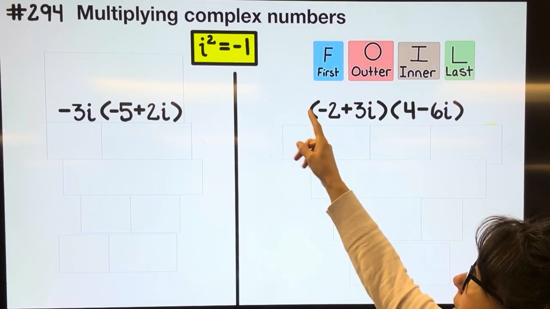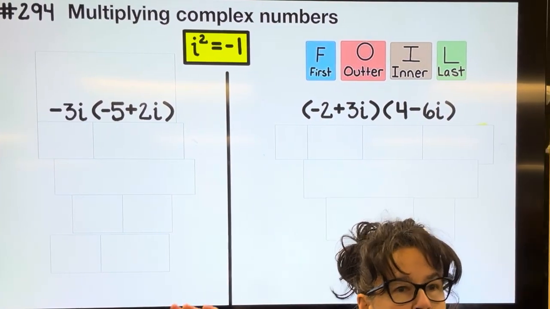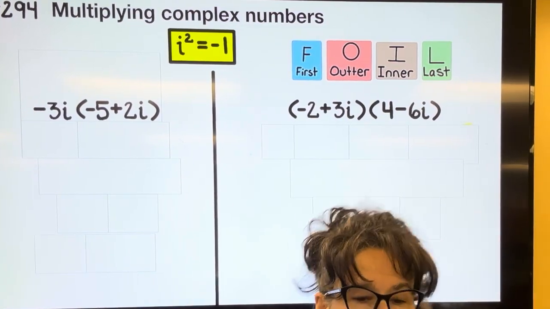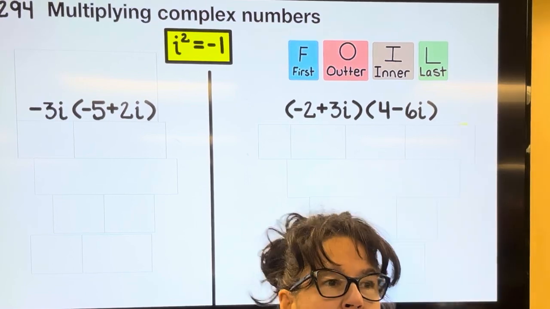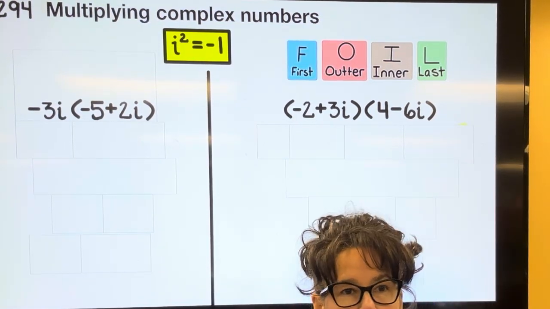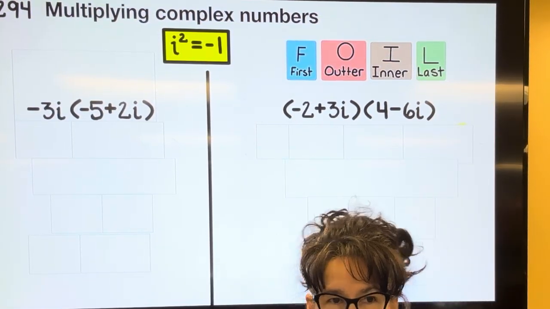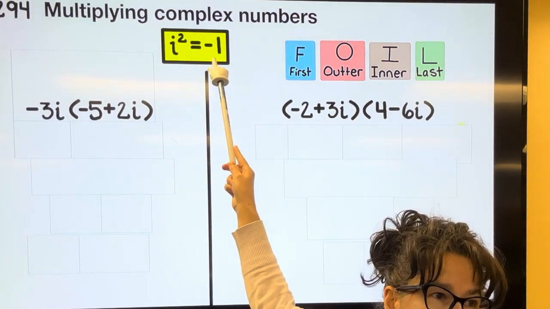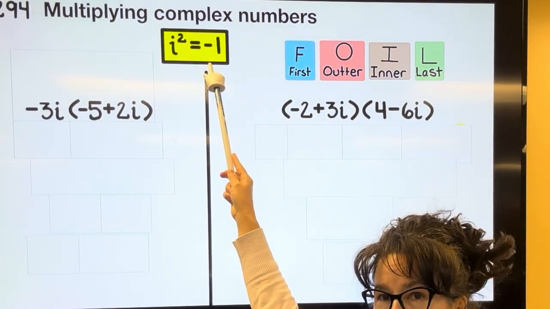When you're multiplying complex numbers, and a complex number is just a number that's in the form a plus bi or a minus bi, the main difference between i's and x's is if you have an i to the second power, it's equal to -1.